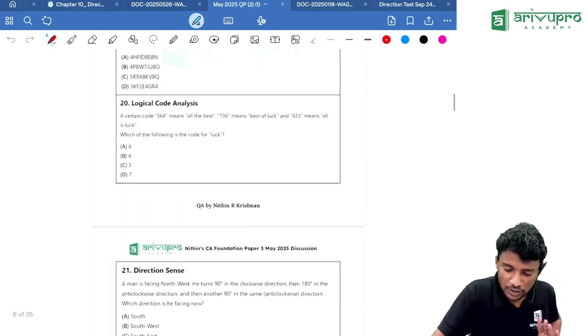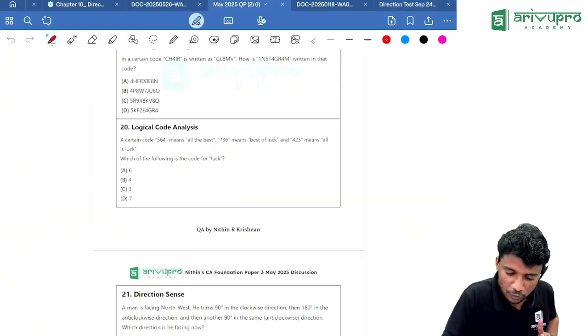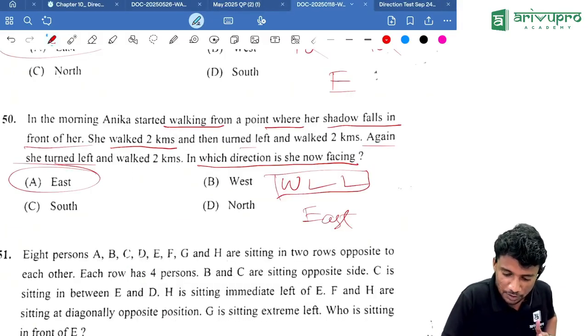Shadow part, one second. One person is asking that. Where is it? Which attempt was it? September attempt.